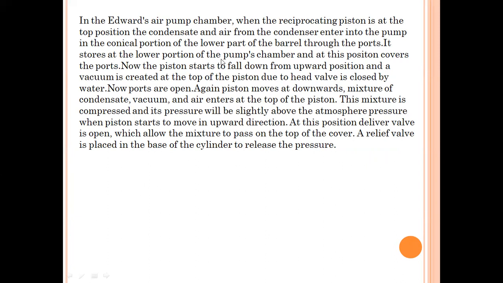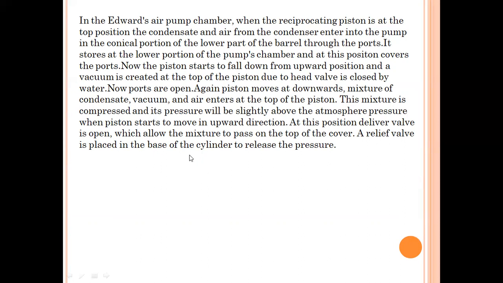Now the piston starts to fall down from the upward position and a vacuum is created at the top of the piston, due to the head valve being closed by water. Now the ports are open, and as the piston moves downward, the mixture of condensate, vacuum and air enters at the top of the piston.